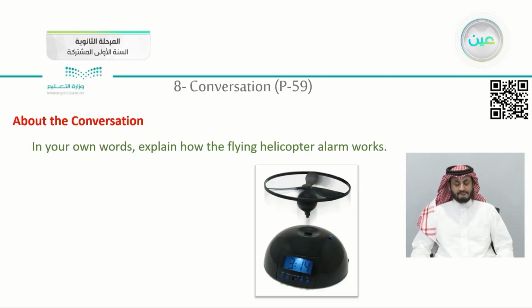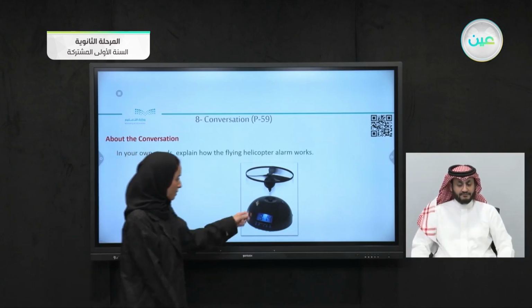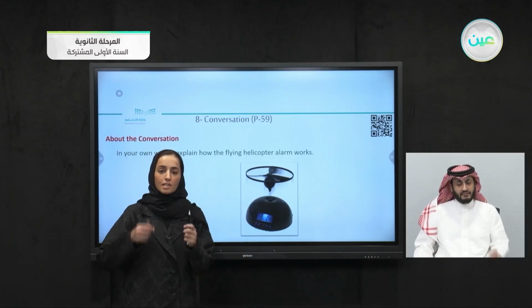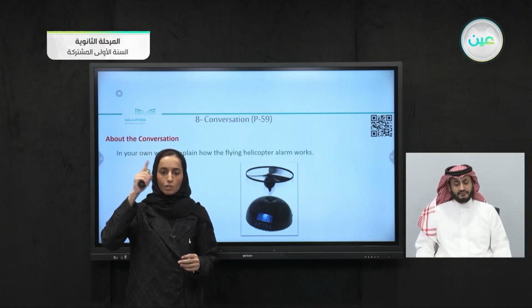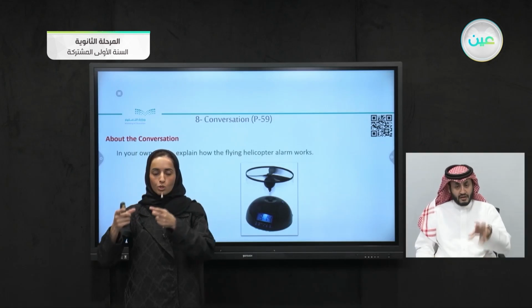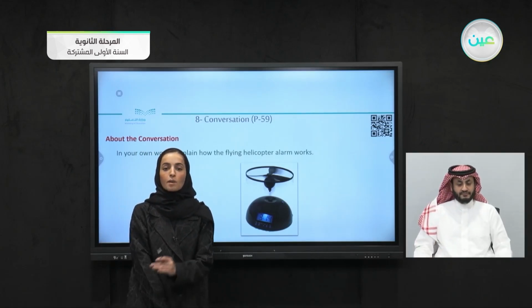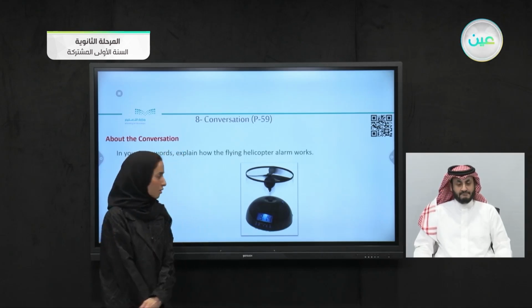In your own words, can you explain how the flying helicopter alarm works? Now we are all familiar with the idea behind it. Can you describe it in your own words? For me, I will say we have a base part and a flying part. Then, when it is the set time, the flying part is going to fly. It will go off. I have to bring it back to the base so it will stop ringing. You can come up with any description that is suitable to you. Use the words that we have mentioned or any other words.